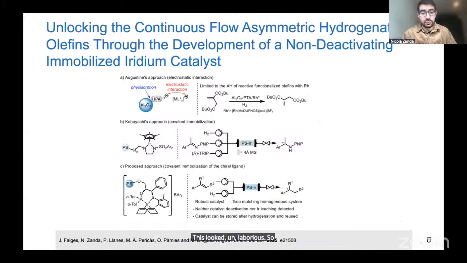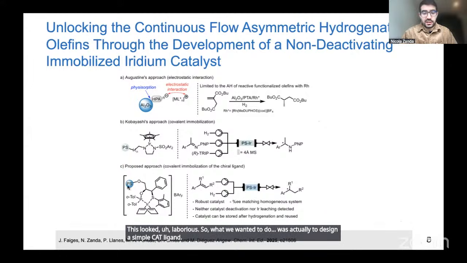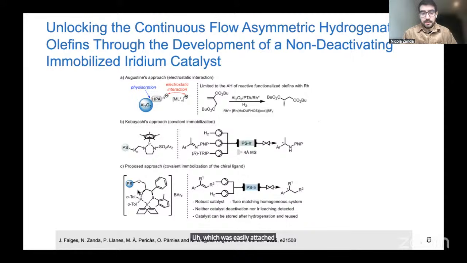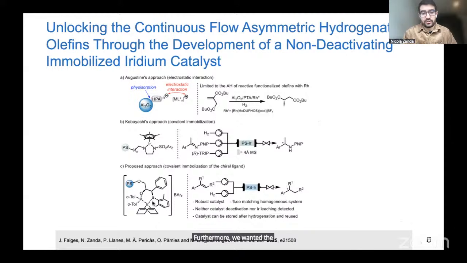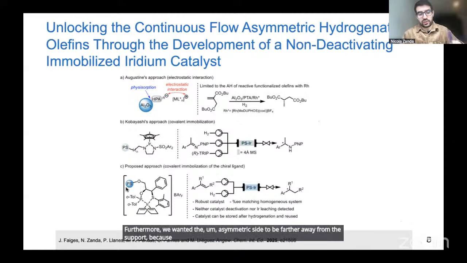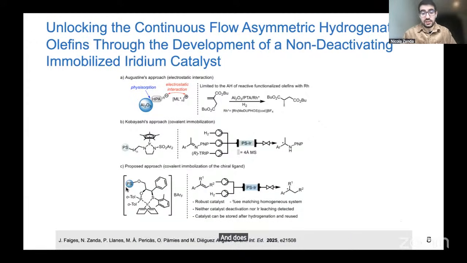So what we wanted to do was to design a simple ligand, which was easily attached to the resin and also already gave a source of chirality to the transformation. Furthermore, we wanted the asymmetric site to be farther away from the support because this could distort the transition state and does not facilitate the transformation.